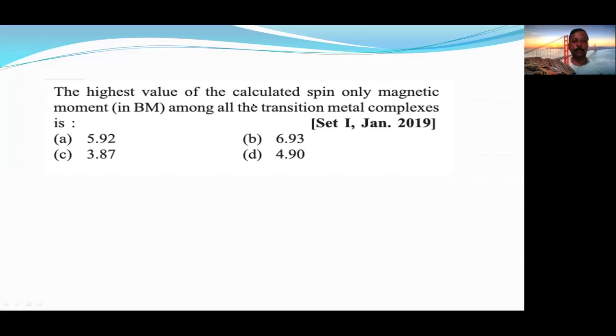The highest value of the calculated spin only magnetic moment among all transition metals can be. So it will be the maximum unpaired electrons, D5. Accordingly, the maximum unpaired can be how much? 5. So square root of 5 into 5 plus 2, 7 fives are 35. So it will be nearly 6. So the answer will be A option, 5.92. What is the answer? A option will be correct.